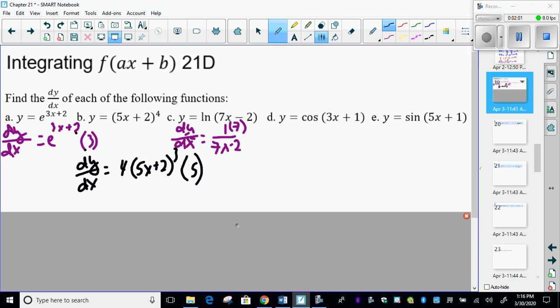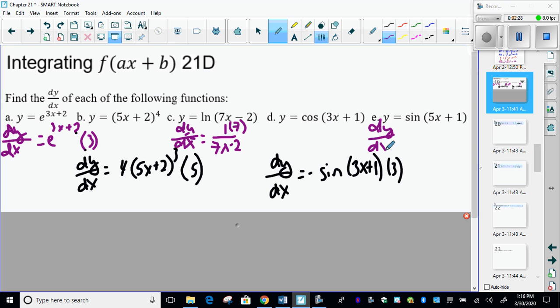And then cosine, so dy dx. The derivative of the cosine of x is the negative sine of x, but since it's a function, it's the negative sine of the function times the derivative of the function, which is 3. Again, we can toss that 3 in the front. And then the last one is with the sine. Derivative of sine of x is cosine of x. So therefore, dy dx equals the cosine of the function times the derivative of the function. So that should say cosine of 5x plus 1 times 5.